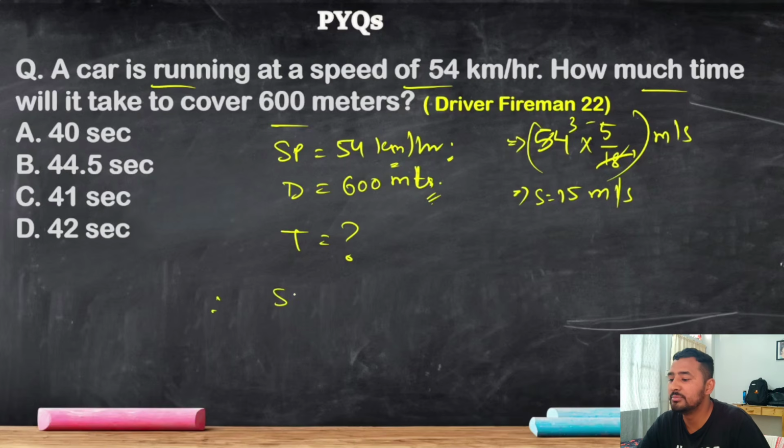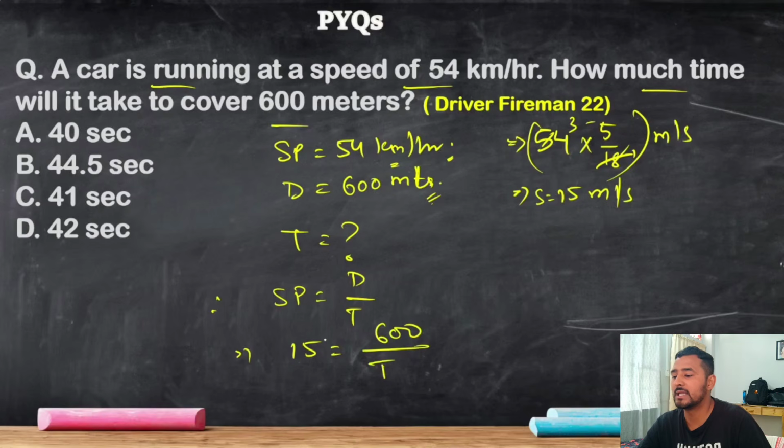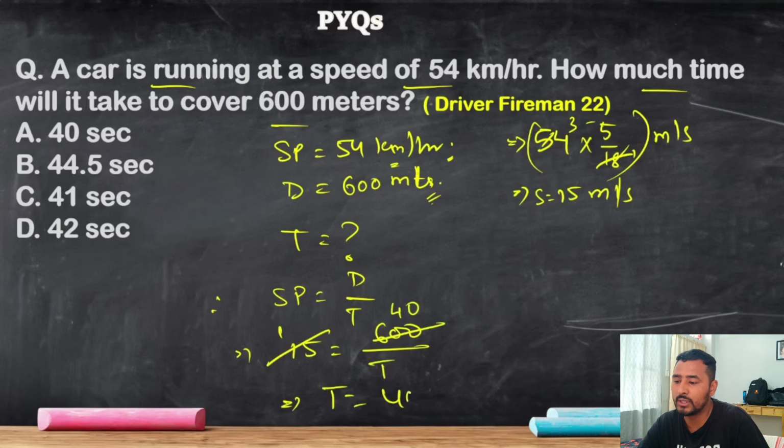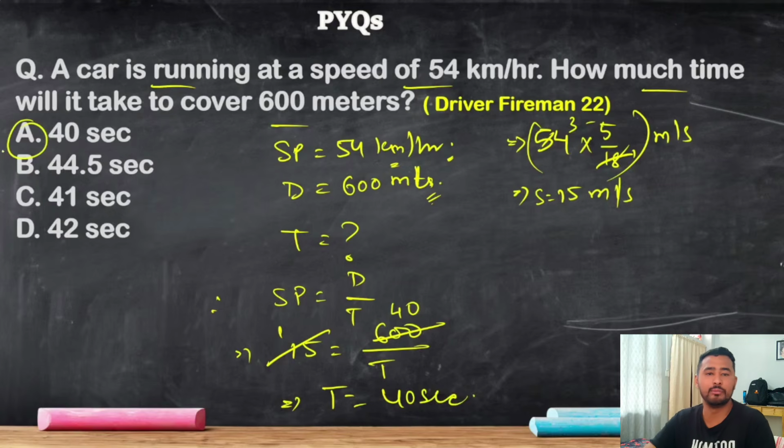Now speed is distance by time. Our speed is 15, distance is 600, time we don't know, we need to find. Cancel: 15 1, 15 4, 40. So our answer will be how much? T will be equal to 40 seconds. You'll get 40 seconds as the answer. I hope it is clear.